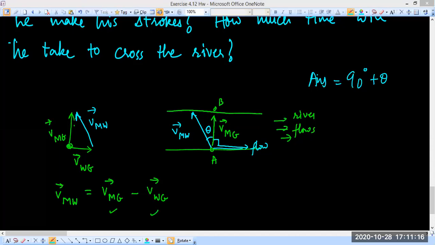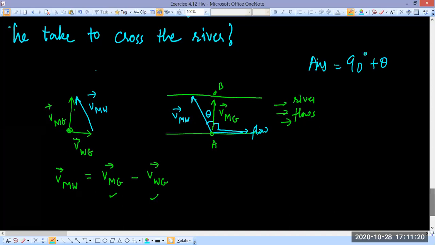Okay, so we will find out theta first. How to find theta? Use this triangle. You could either do it here or here, no problem. This is theta, right? So this is also theta, right? Alternate angles. I'm sure all of you can see that.